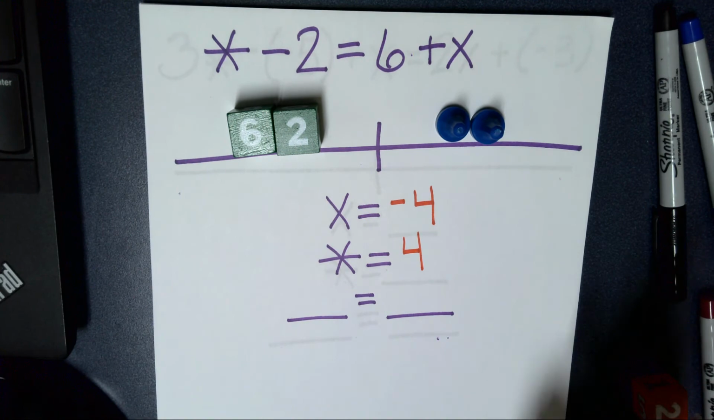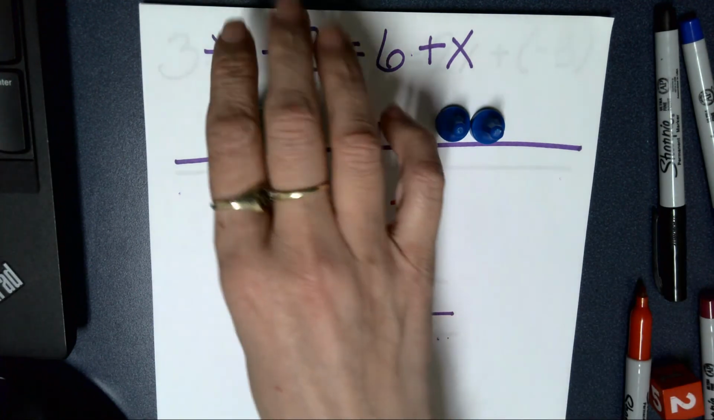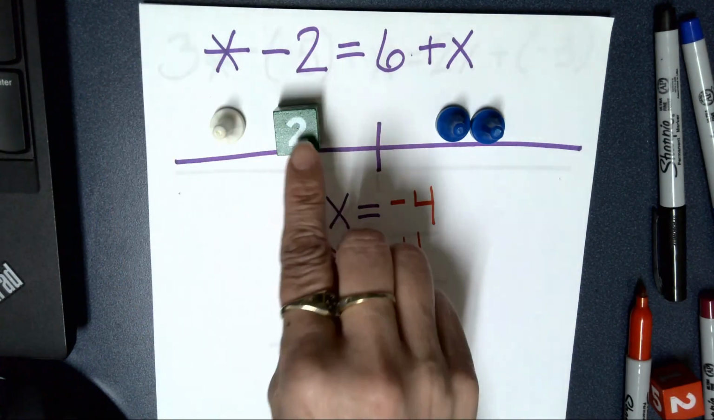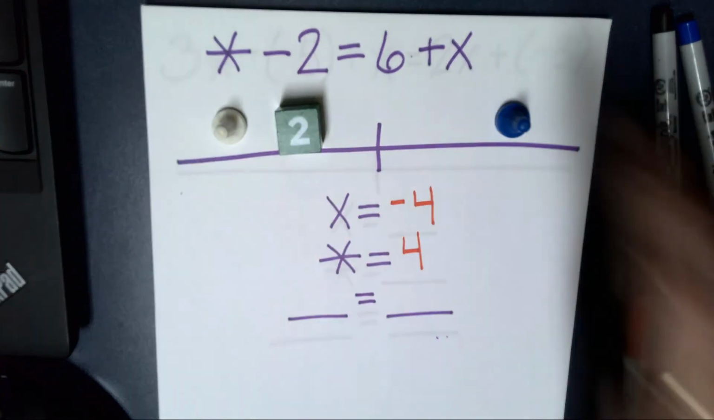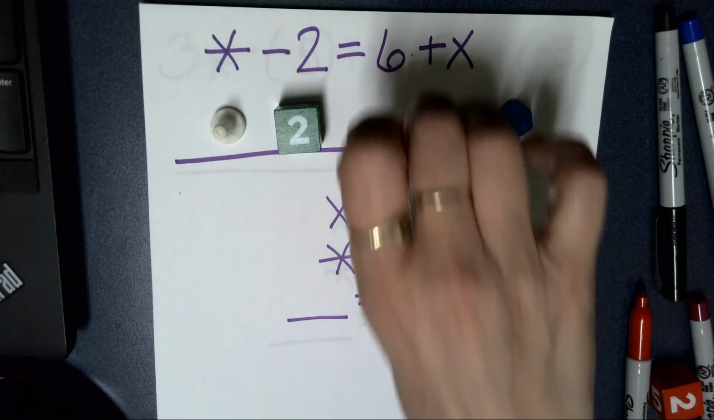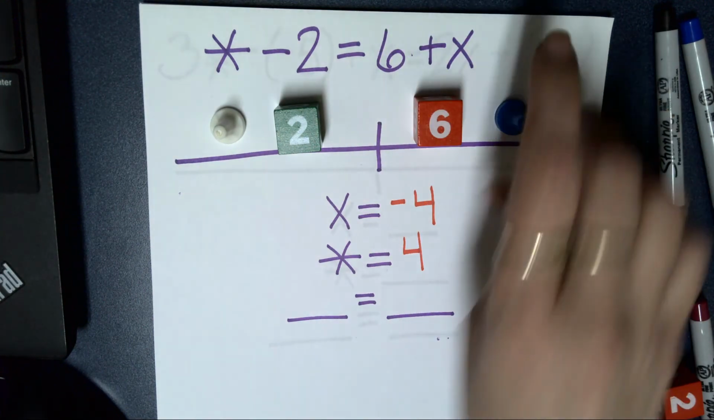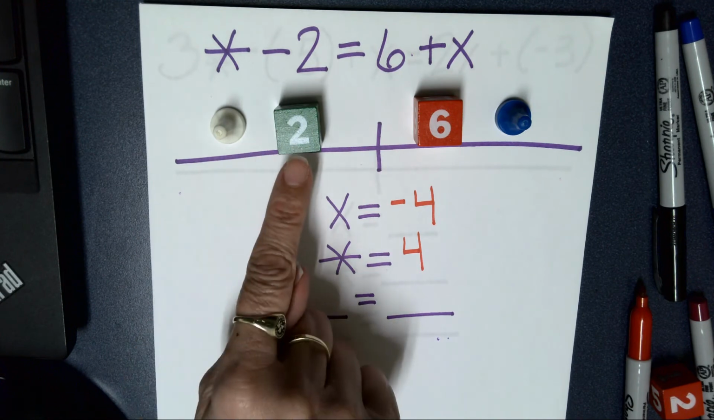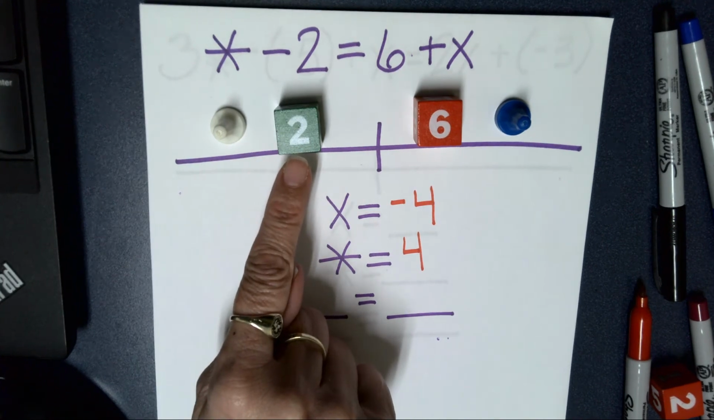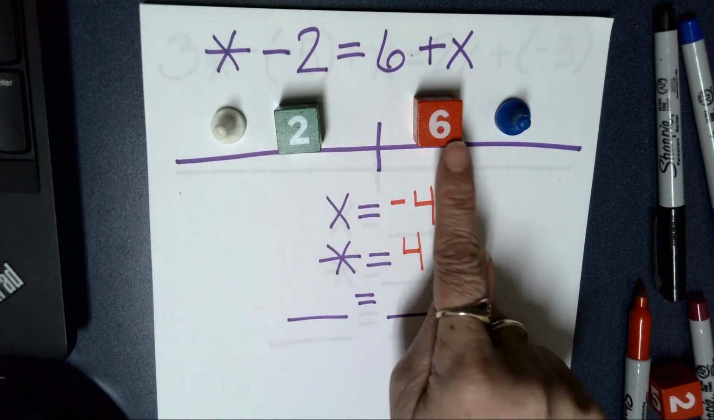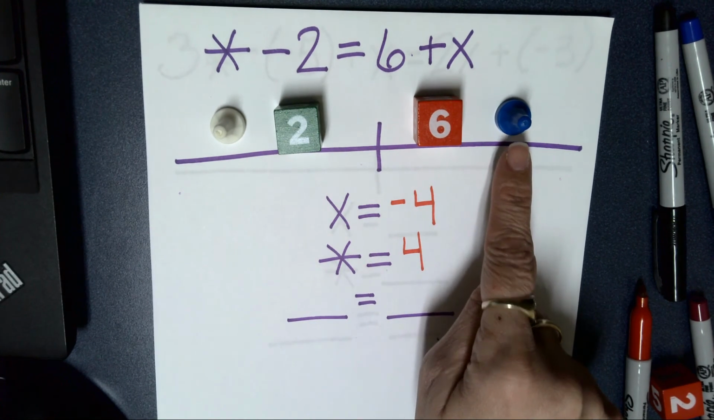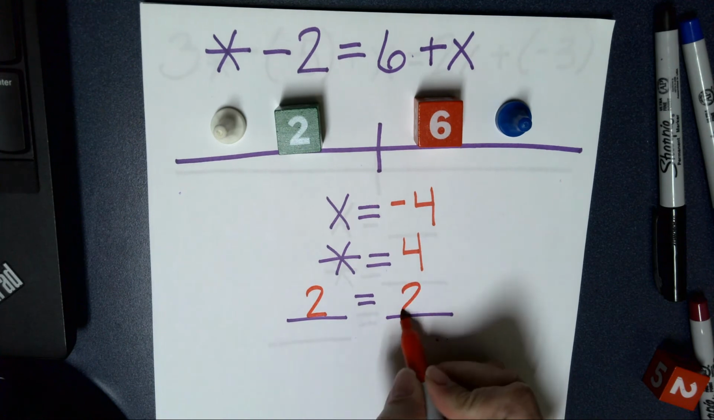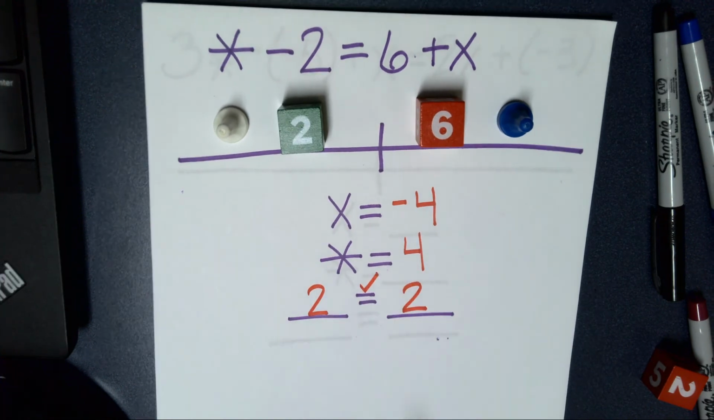Now let's go back and set up our original equation. We had a star and a -2 and a 6 and an x. So star is 4. 4 minus 2 is 2. 6 minus 4 is 2. So we get 2 equals 2, and that is a check.